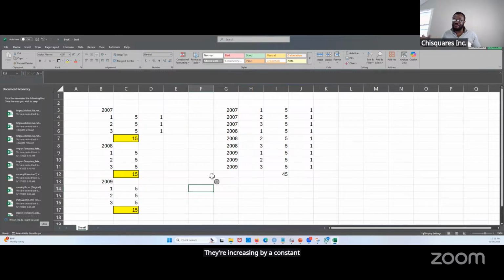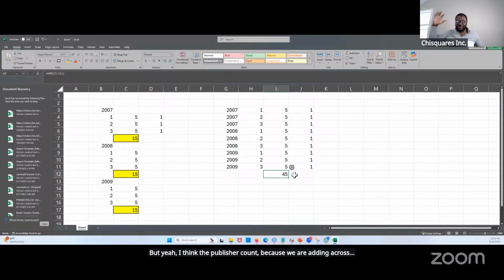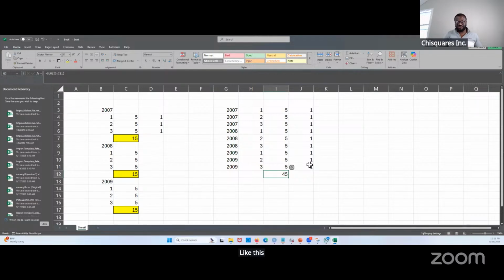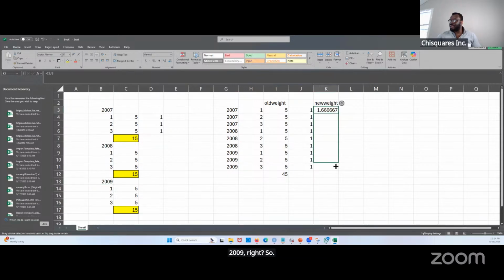So it doesn't really affect the point estimates. But it affects the population count because we are adding across the pooled data. And so that's why whenever we pool data like this, we must rescale the weight by dividing the weight variable by the number of cycles. So here, this was the old weight, and we have to get a new weight by saying this is equal to this divided by 3. Why 3? Because we pulled data from 3 years, 2007, 2008, 2009, right? So that is what we have to do.